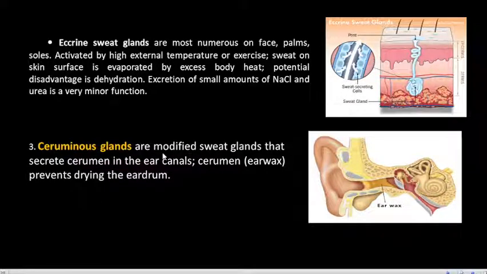Next, we have ceruminous glands that are modified sweat glands that secrete cerumen or earwax in the ear canals. Your cerumen prevents drying of the eardrum. Again, ang eardrums natin kailangan flexible. Okay, because it receives sound waves. So, dapat flexible siya. Hindi siya pwedeng maging dry, no? Dapat, so, it needs an oily substance or a wax to maintain its elasticity. So, dyan tumutulong yung ating earwax.